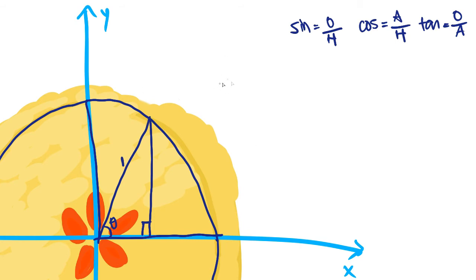So sine would be what? Sine of theta would be opposite over hypotenuse, right? So if we call this y and we call this x, sine would just be y over 1, which is y. Cosine theta would be adjacent over hypotenuse, so x over 1, so that's just x. And tangent theta is opposite over adjacent, so that's y over x.